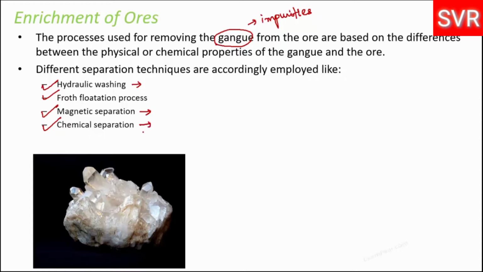Chemical separation is used if the chemical properties of the impurities and the ores are different. So they react differently with a particular substance. So that is another way we use to separate the impurities from the ore.